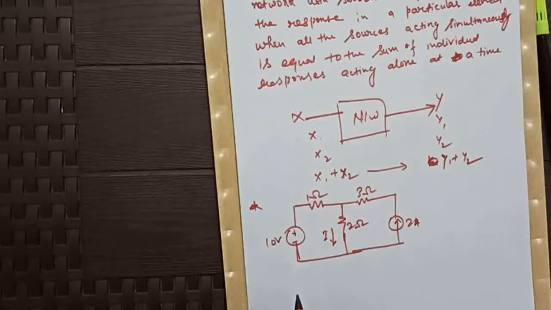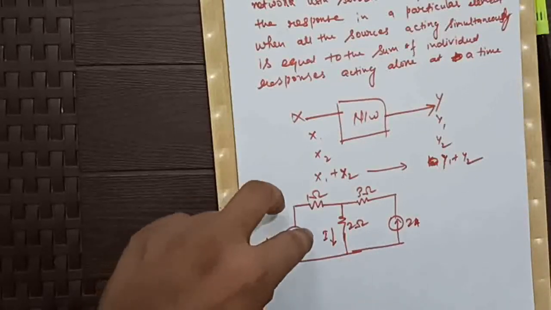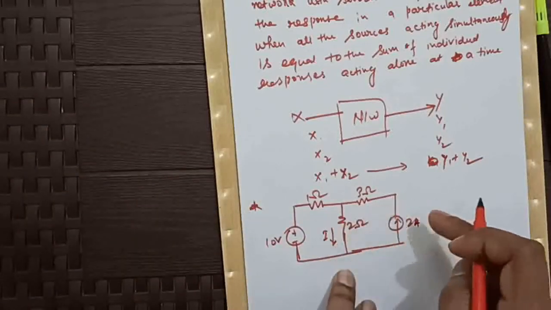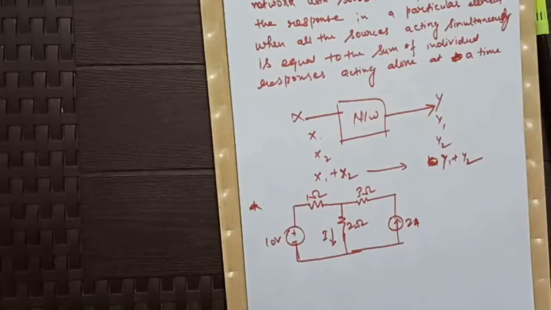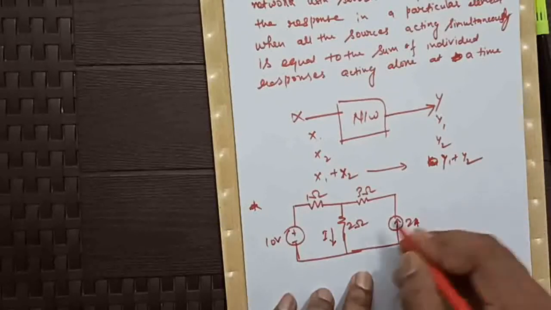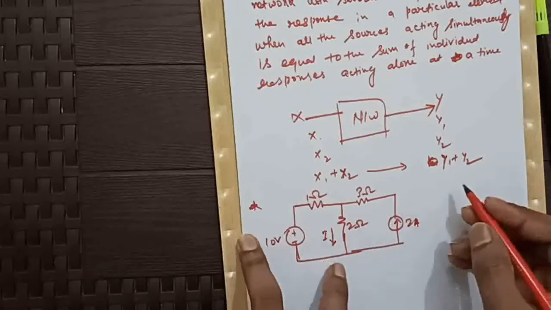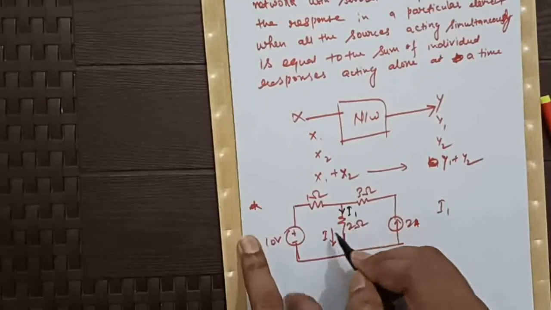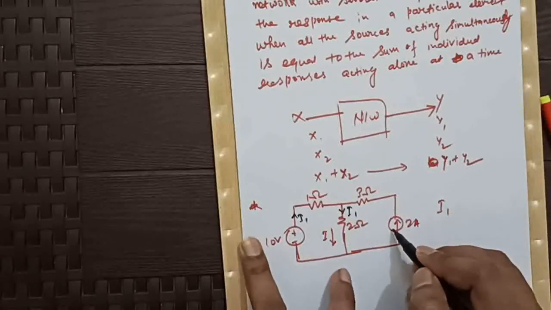Now to apply superposition theorem, what we have to do? First we will find the response in 2 ohm due to this 10 volt voltage source, and then due to this 2 ampere current source individually, and then we will sum up these two, we will get the final response I, right? So let's start. Now finding the response, that is I1 in 2 ohm resistor due to 10 volts. Let us say this is I1, due to this when this is deactivated.